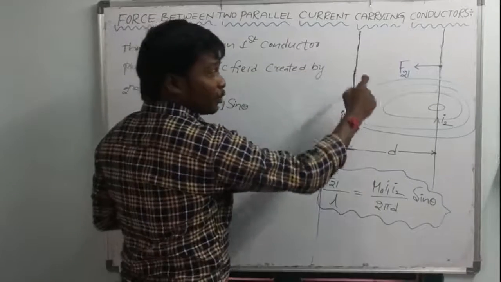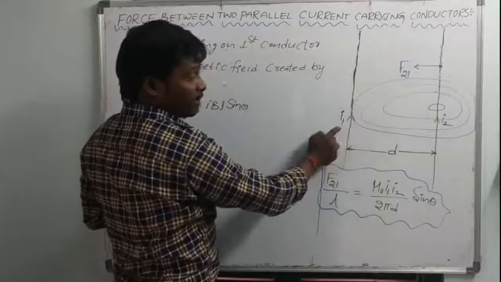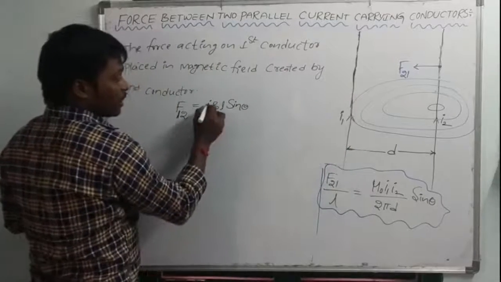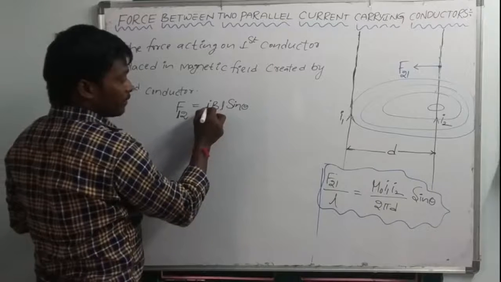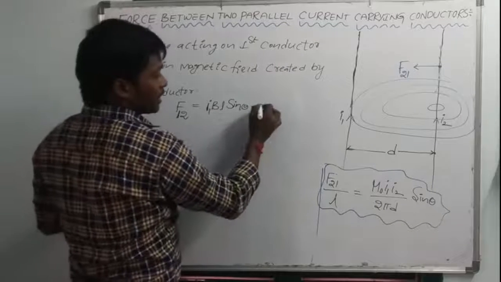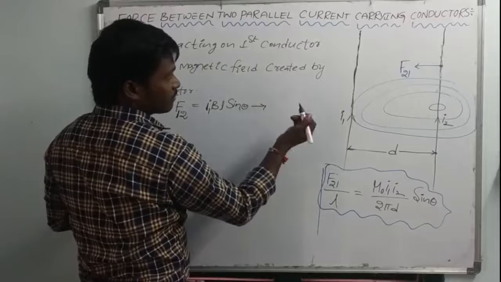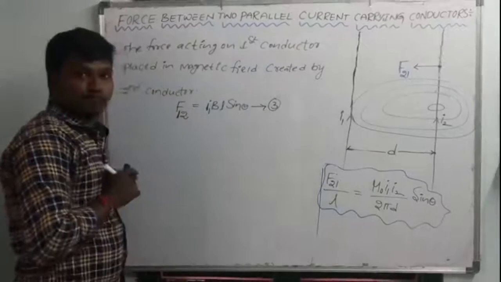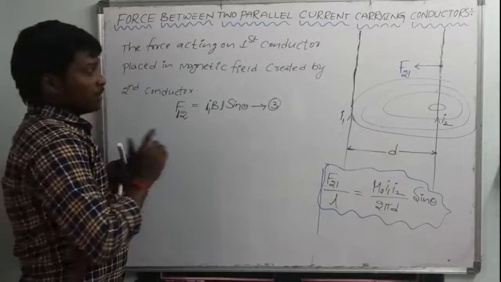And which conductor did you place in this magnetic field region? I1. The first conductor is placed in the magnetic field region. So here you have to take I1. Give equation number 3. Okay.